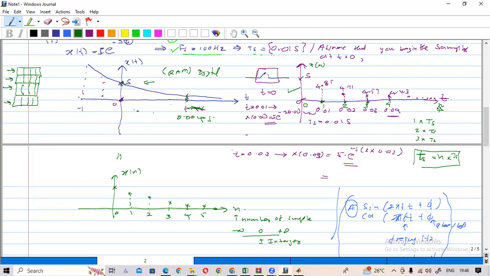But if you want to store this signal, this is a continuous time signal. From here to here, you have infinite number of amplitude levels, voltage levels.